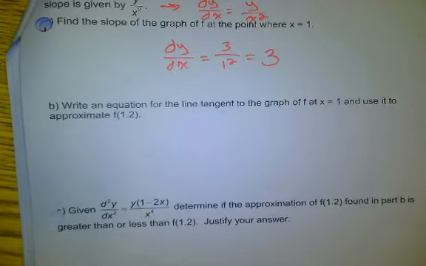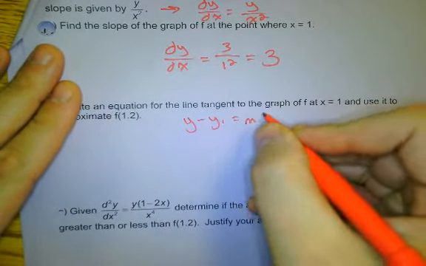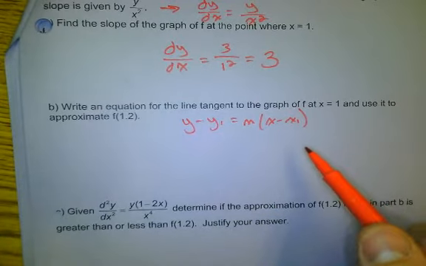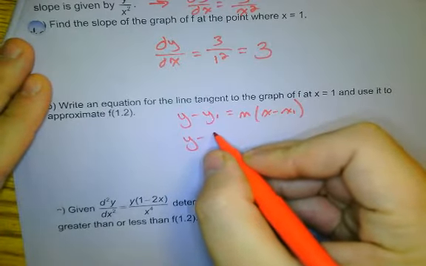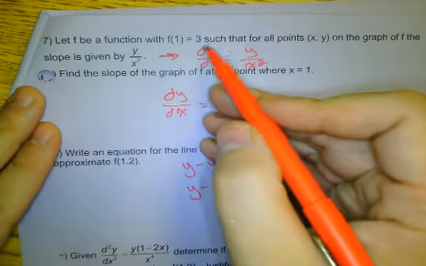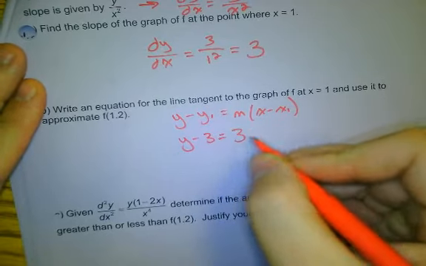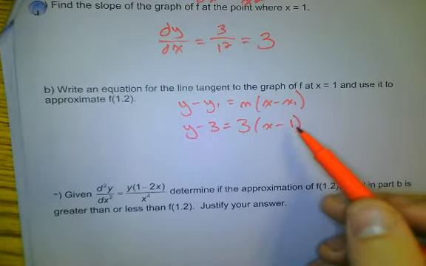I want you to write an equation of a tangent line at 1, and we're going to use it to approximate. So let's do the tangent line real quick. Remember the equation of a tangent line. Do we have everything? Yeah, we do. So it's y minus 3 equals the slope, 3, times x minus 1. That's a point.